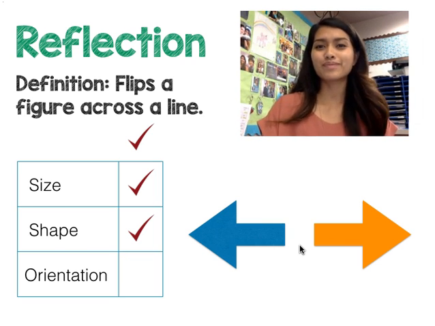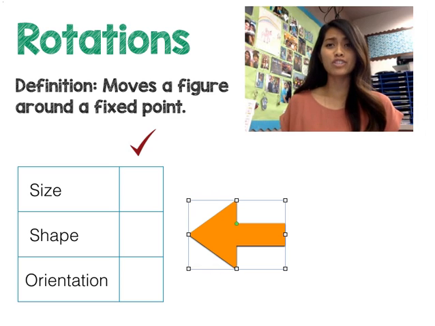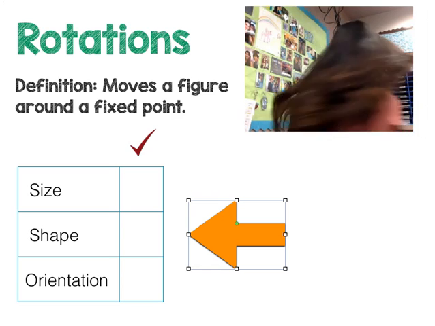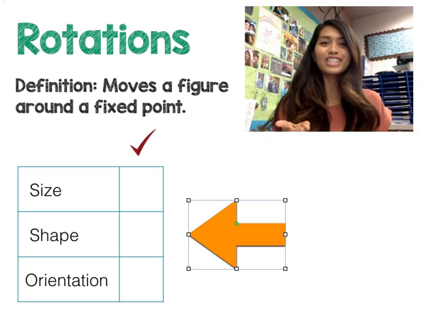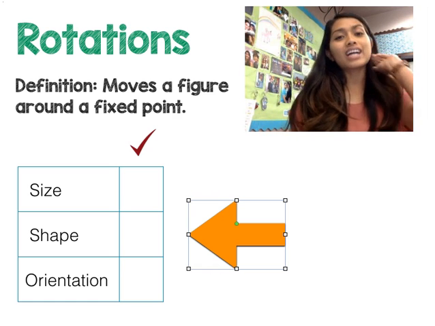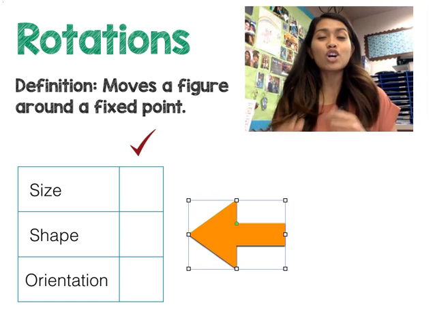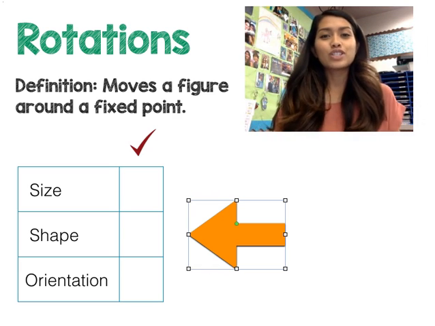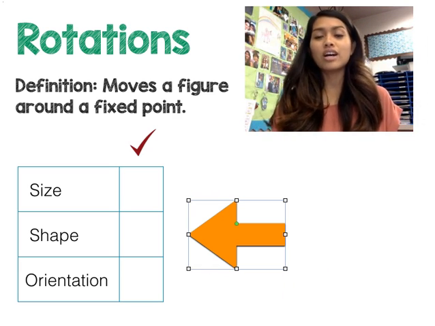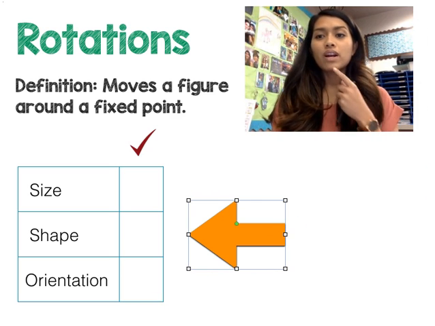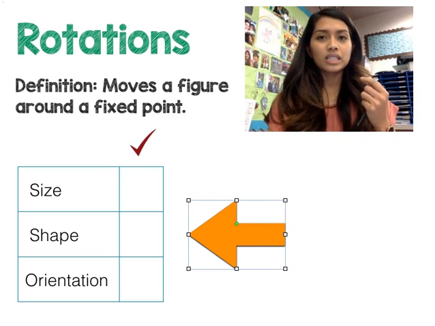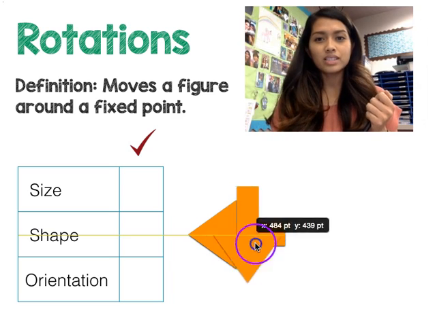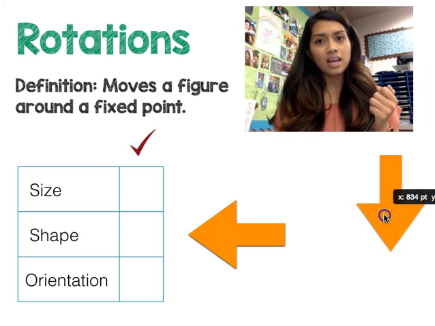Okay? So moving into the next transformation, which is rotation. What is a rotation exactly? Well, it moves a figure around a fixed point, kind of like a clock. Okay, so let me give you a quick rotation of this arrow right here. What if I rotated it 90 degrees clockwise? Then you have something that looks like that.